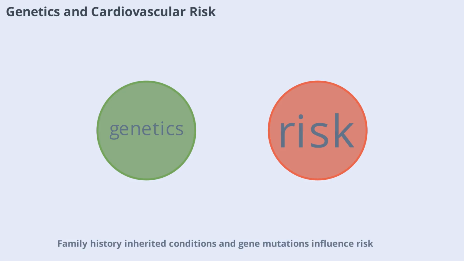Family history, inherited conditions, and gene mutations influence risk. Some people may develop heart disease despite healthy lifestyles due to genetic susceptibility. Advances in genetic testing help identify high-risk individuals, enabling personalized prevention strategies. Understanding genetics empowers us to make informed choices and seek early intervention. Next, we'll discuss lifestyle modifications for cardiovascular health.